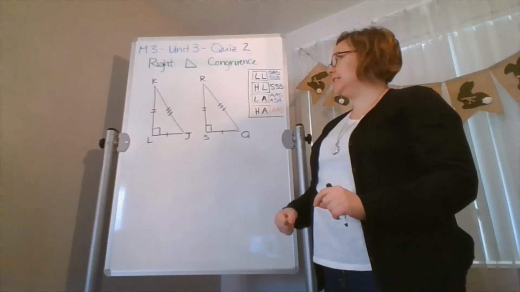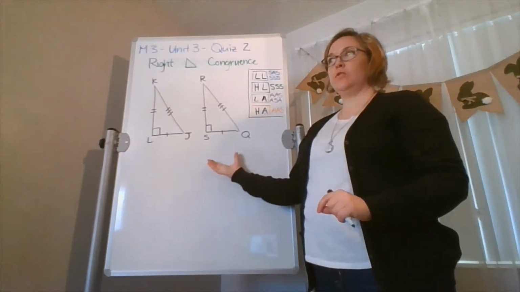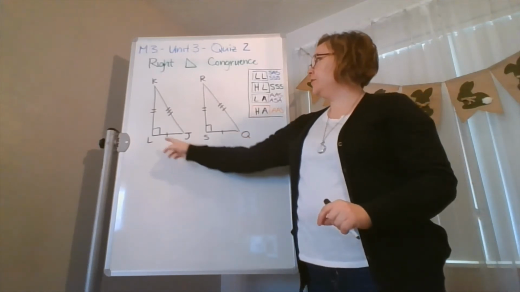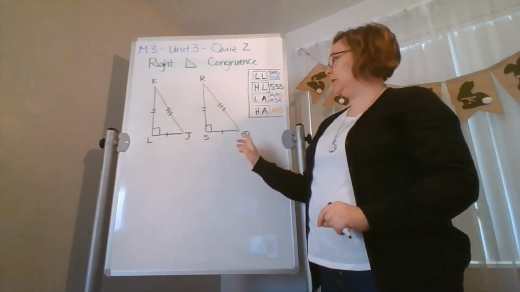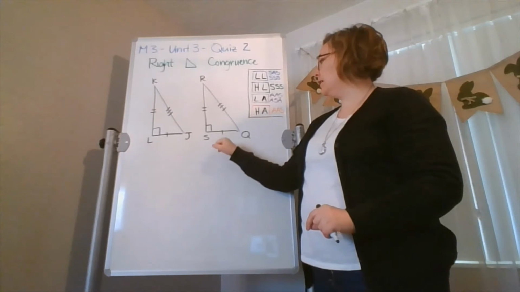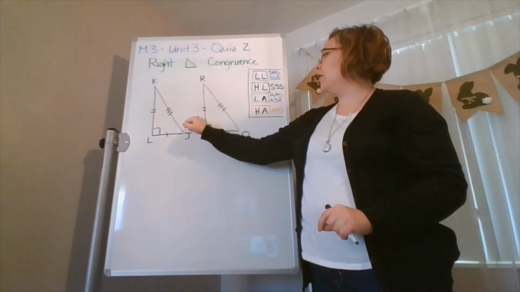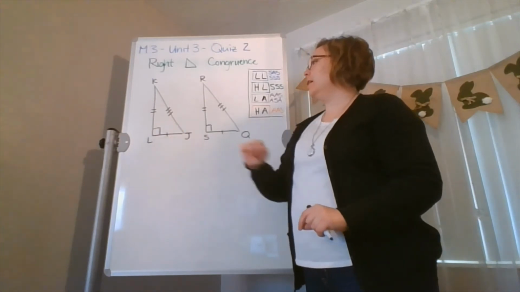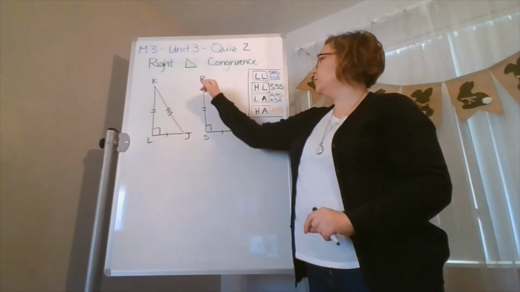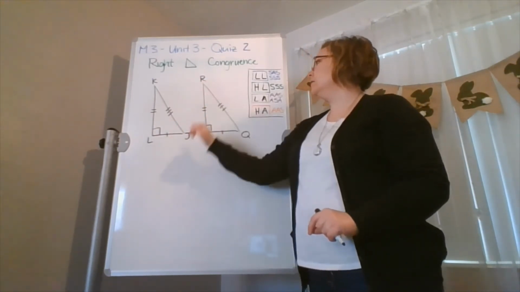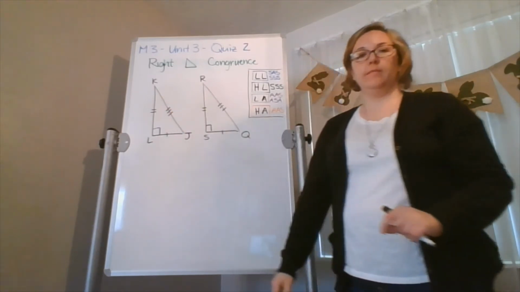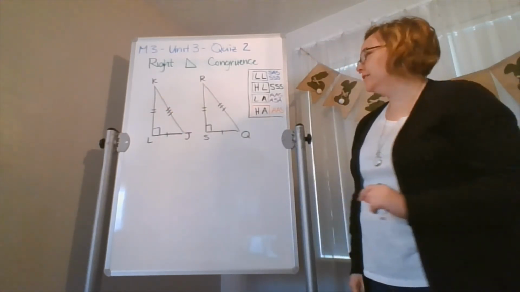Okay, my third example is when we are given two triangles and we have all three sides given to us as congruent. So leg SQ is congruent to leg LJ, leg RS is congruent to leg KL, and our hypotenuse QR is congruent to the hypotenuse JK. And no, I'm not just kidding.